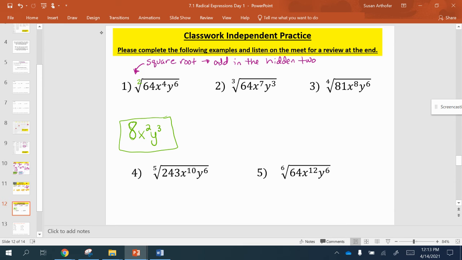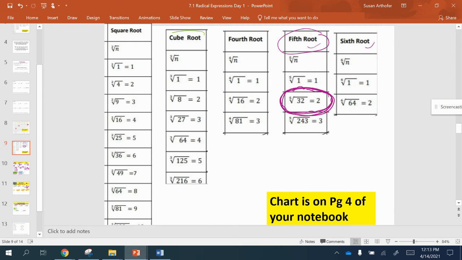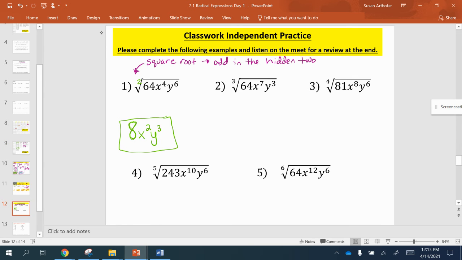Cubed root of 64, you can go right to your chart. Cubed root of 64 is 4. So I'm going to put my who's out and who's in. So cubed root of 64, out is 4. I'm done with that number. X to the 7th, I have to write the drawing in sets of 3. I need 7 total. There's 7 of them. So out is an x, out is an x. So out is x squared. Still in is 1 x.